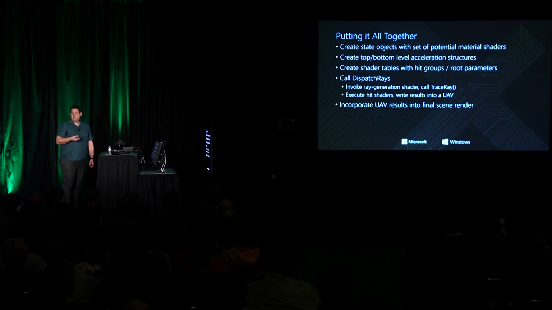You first want to start by creating your state objects with a set of potential material shaders. You then create top and bottom level acceleration structures to represent your scene. Then you'll create your shader table with those individual shader records and shader IDs with the root parameters, where you've acquired the shader IDs from the properties interface on the state object. Finally, once you have all that set up, you call dispatch rays, which invokes the ray generation shader, and in turn calls trace ray. Finally, those values are returned to the ray generation shader itself. You can write the results out to a UAV, and finally, you can incorporate those UAV results into your final scene render.